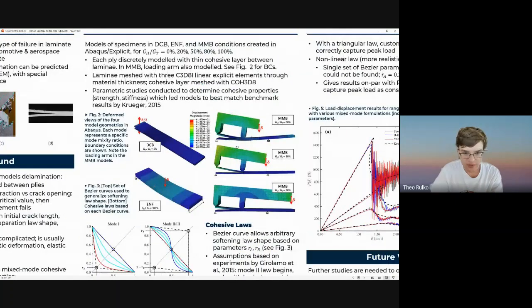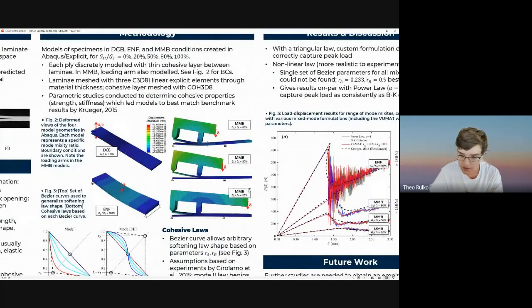So we did this. We built a series of 5 finite element models using DCB, ENF, and MMB tests over a range of mixity ratios. In the MMB cases, we actually discretely modeled a loading arm here, which we use to load the specimen in non-pure mode loading conditions. These models were actually built based on geometries and material properties from a paper by Kruger in 2015, which we're using as a benchmark result to compare our data to.